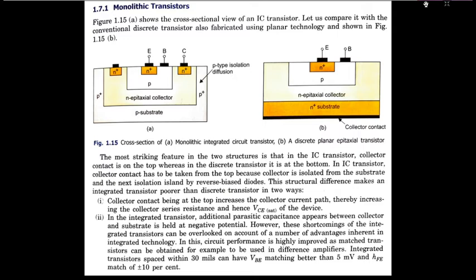In today's lecture, we will be focusing on active components in IC fabrication, especially in the monolithic IC fabrications. We know that the commonly two active components are transistor and diodes.